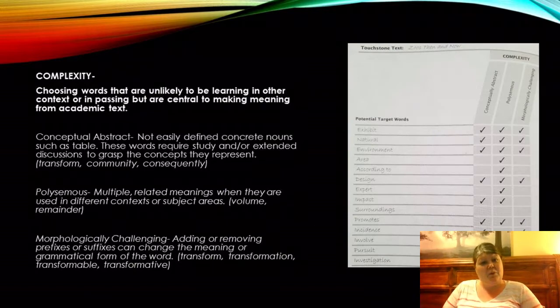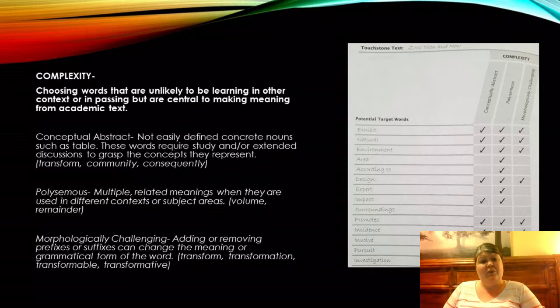The complexity portion of that same list, it's just the last 3 columns on that checkoff sheet, is the complexity. The complexity is choosing words that are unlikely to be learned in other content or in passing, but are central to making meaning for the academic text. So you may not learn about them or read about them for a while. But for what you're learning right now, those words are important.